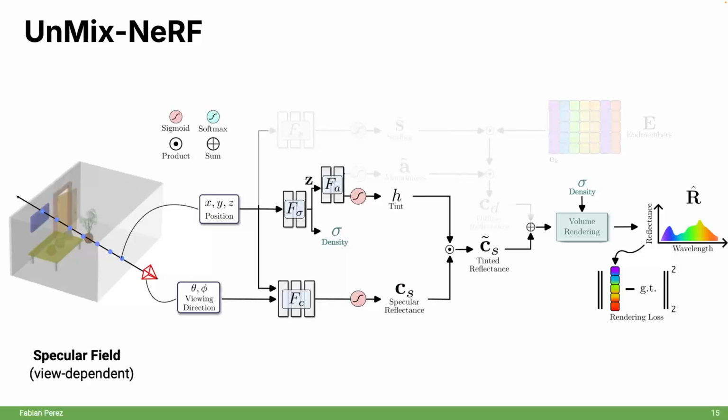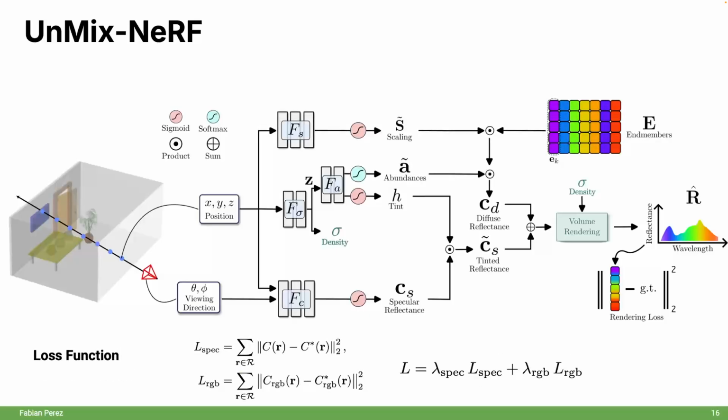Now let's focus on the view-dependent specular field. From the position and the view direction, we obtain a specular reflectance. A tint factor modulates this term to control the highlight color across wavelengths while keeping it separate from the diffuse materials. We add it to the diffuse spectrum and integrate with the density using standard volume rendering to produce the final spectral radiance.